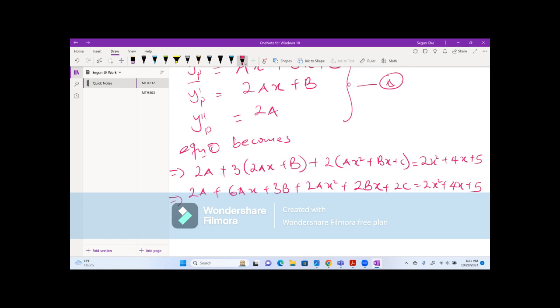So we can arrange them based on the exponent, on their power. That is, we have 2a x squared. Don't forget, let's collate all the x raised to power 1 together. We have it to be 6a plus 2b, x.